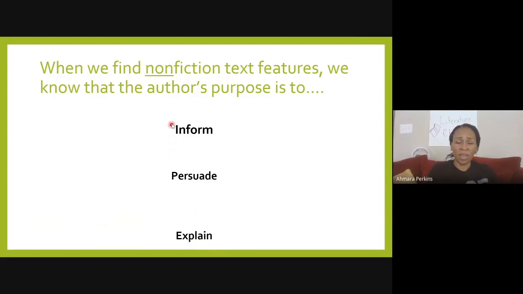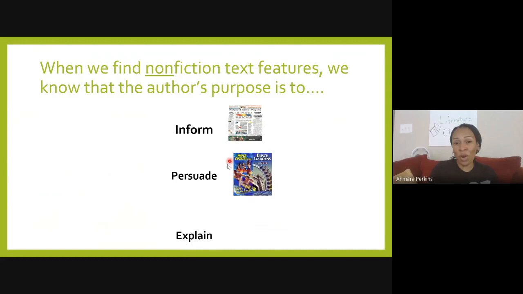So the author's purpose is to inform when you have a newspaper article, right? In a newspaper article, they're usually informing you of something. In a brochure, like for an amusement park or a vacation place, the author's purpose is to persuade, to try to get you to do something, to go somewhere. Okay, that water looks amazing and it is very persuasive. It makes me want to go.